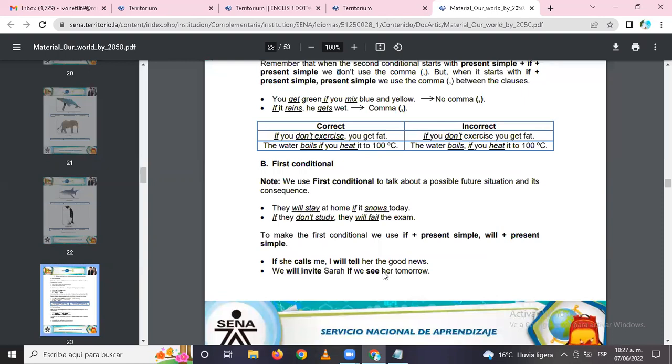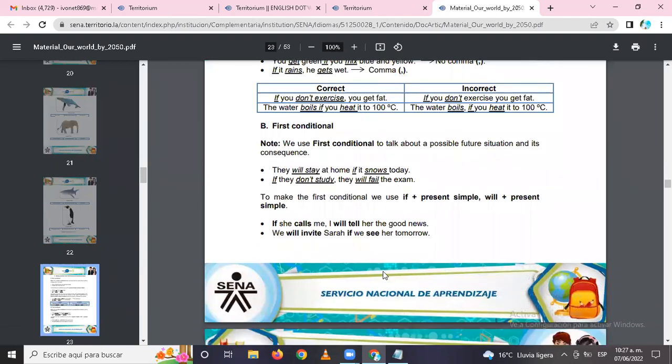First conditional. We use first conditional to talk about a possible future situation and its consequence. They will stay at home if it snows today. If they don't study, they will fail the exam. To make the first conditional, we use if, present simple, will.